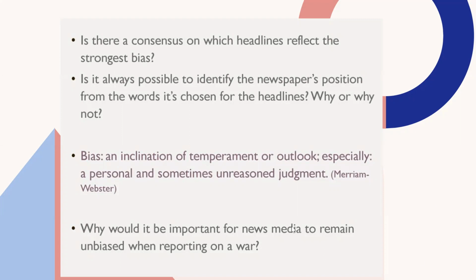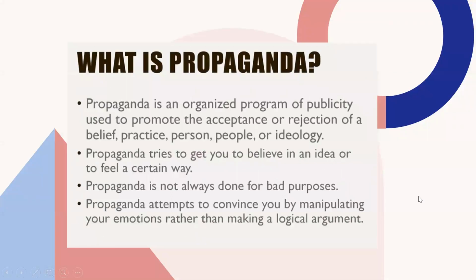And now we will turn to propaganda. Propaganda is one form of bias. It's an organized program of publicity used to promote the acceptance or rejection of a belief, practice, person, or ideology. So it's basically propagating or promoting one idea while totally ignoring or omitting the other idea. Well, propaganda is not always a negative thing. Sometimes it is used for good intentions, for promoting a healthy lifestyle, for promoting good deeds, and others.